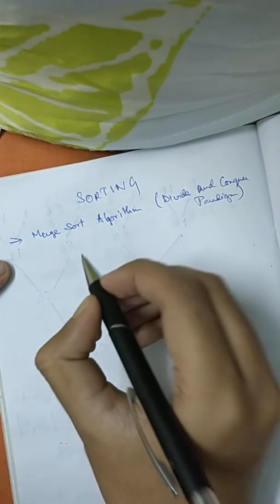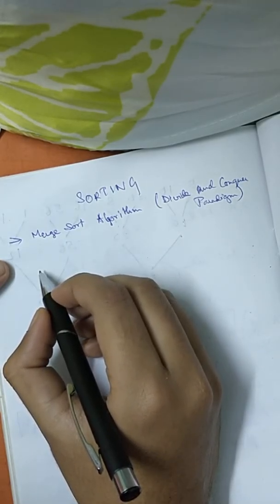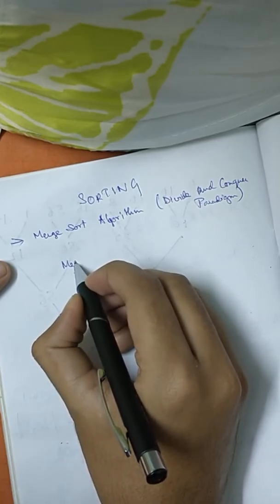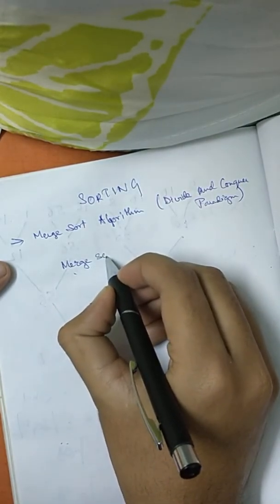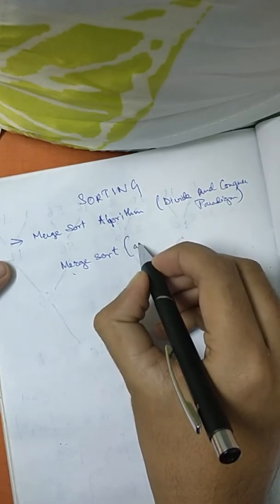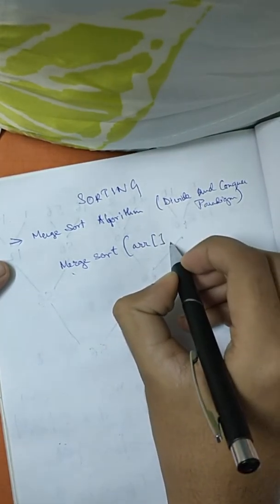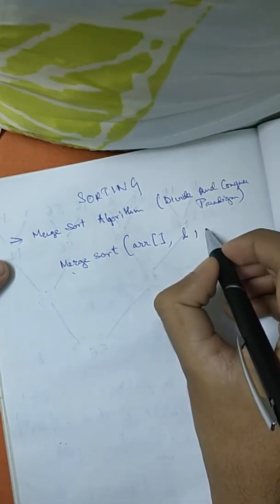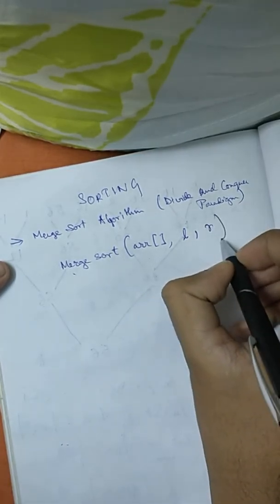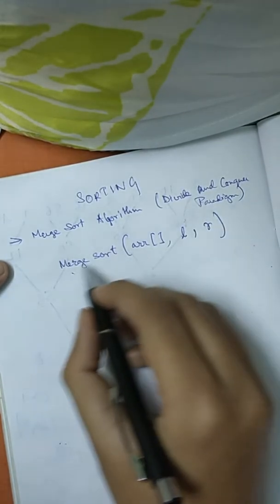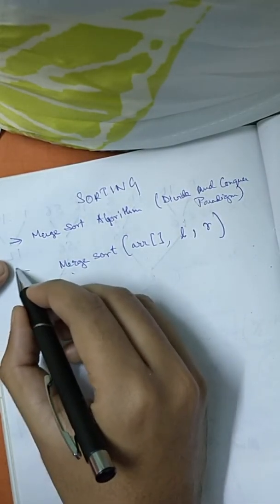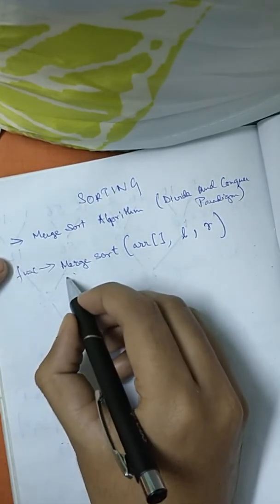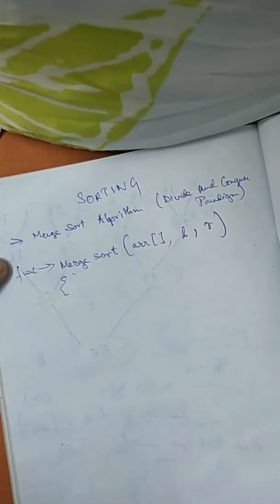So let's write down the algorithm. Merge sort of an array ARR, and let the starting index be L, the ending index be R. Okay, so we are doing a merge sort. This is our function that we'll call and do the merge sort. And so define a function like this.